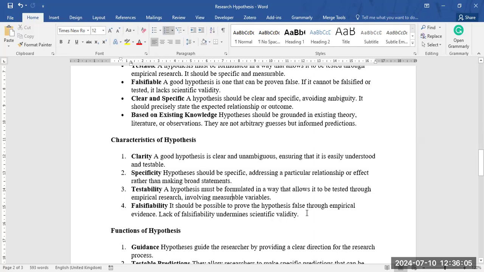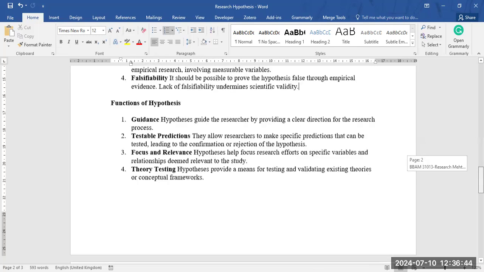Already we said that when we formulate a hypothesis, there's a chance to reject it. Most of the time hypotheses are accepted, but in some cases there are chances to reject the hypothesis. If all hypotheses were accepted, we could not say that we are making a scientific statement. When we make a statement, there's a chance to accept or to reject.